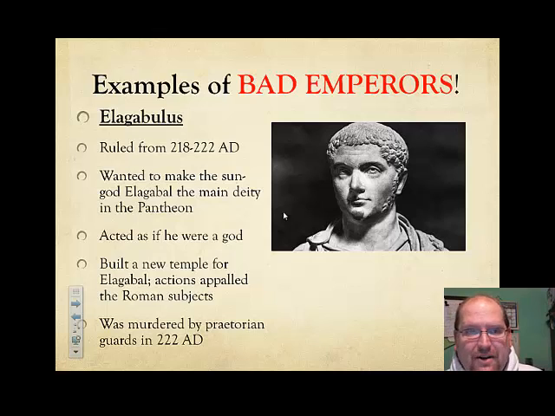And the last guy we'll talk about is Elagabalus. He ruled from 218 to 222 AD, only 4 years. He wanted to make the sun god Elagabal the main deity in the pantheon. It kind of looks like his name, doesn't it? So, yeah. He acted as if he were a god. He ended up building a temple for Elagabal, which appalled a lot of the Roman subjects. He was later murdered by the Praetorian Guard in 222 AD. So it wasn't too secure of a job if you were a bad Caesar, because they had no problems killing you off.